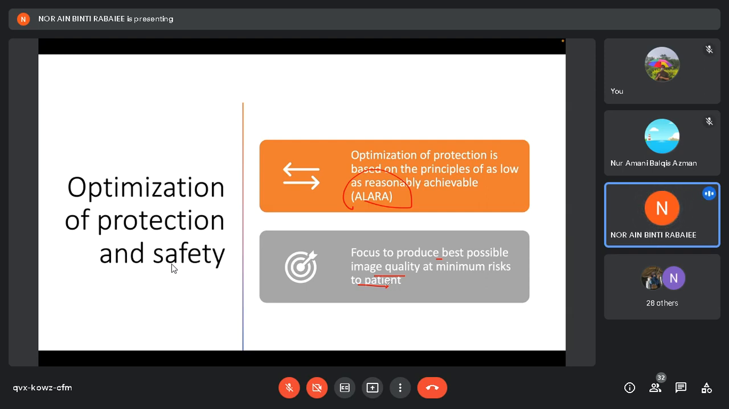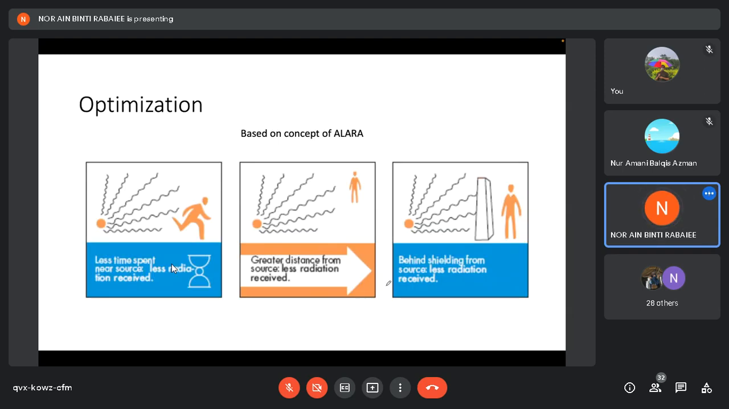This is where it is important for the X-ray staff to have the skill and knowledge to make sure they can get the best possible image quality at minimum risk, or minimum exposure, to the patients.